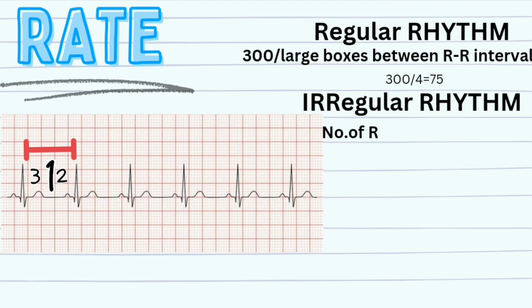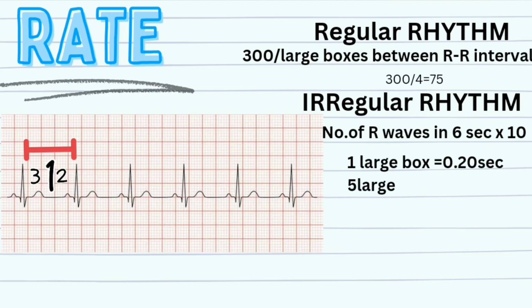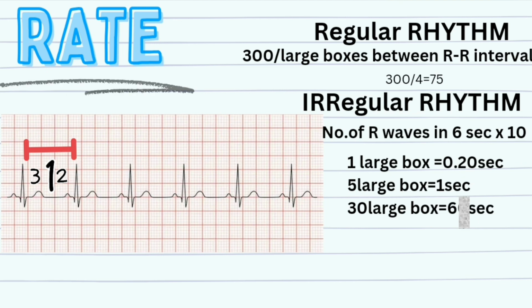For irregular interval, rate can be calculated by the number of R waves in 6 seconds. Now you will be thinking how to calculate 6 seconds, let's make it easy. If one large box is equal to 0.20 seconds, then 5 large boxes are equal to 1 second, and 30 large boxes are equal to 6 seconds. So you will have to calculate the number of R waves in 30 large boxes and multiply it with 10 to get the irregular rate.